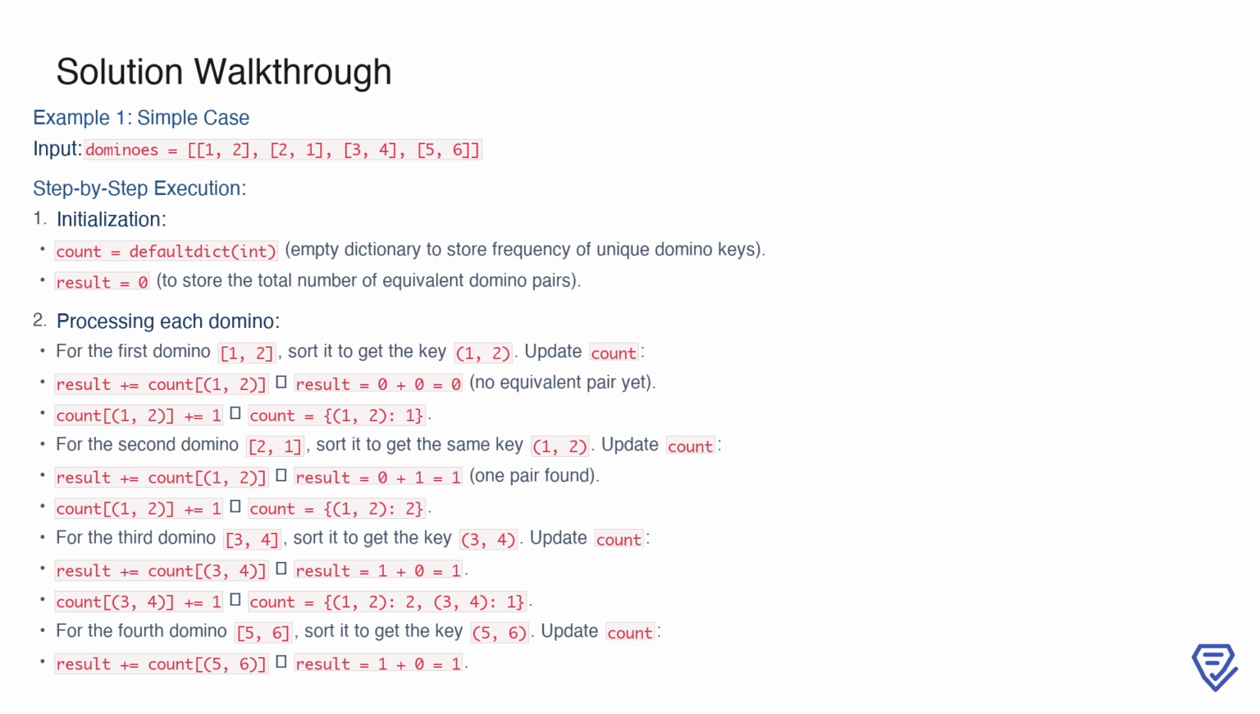Proceeding to the third domino, 3,4, sorting it gives 3,4. Since this key doesn't yet exist in count, the result remains 1, and we update count to include 3,4 with a frequency of 1.